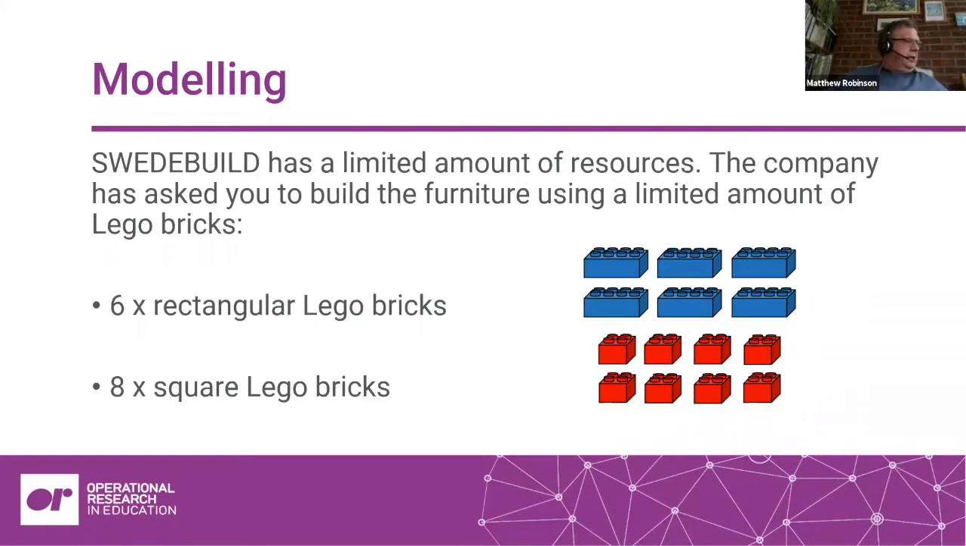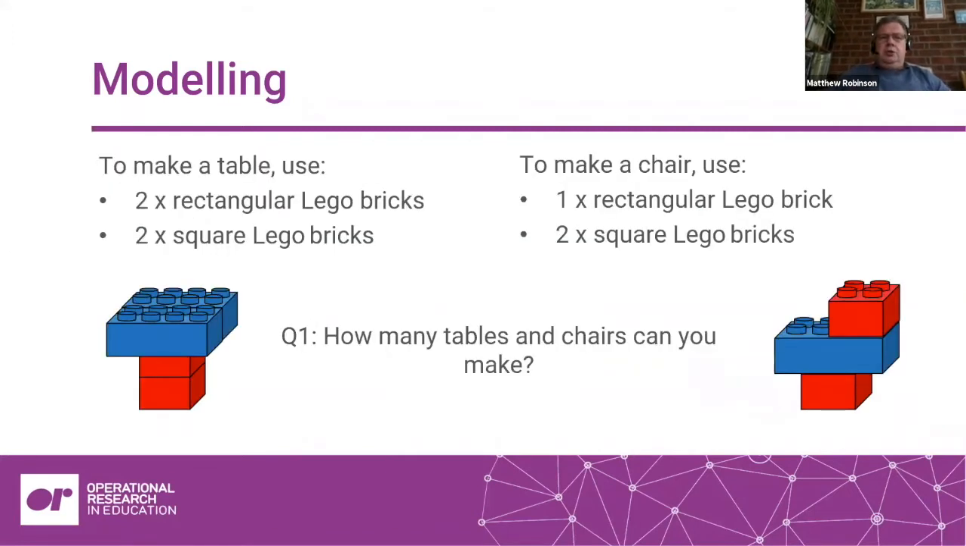Swede Build have decided that in order to build their tables and their chairs, to build a table, we're going to have 2 rectangular bricks and 2 square bricks. So in other words, a table will look a little bit, I don't know how well you can see this on the camera, a little bit like that. So it's got 2 of the blue rectangular ones and 2 of the red square Lego bricks as well.